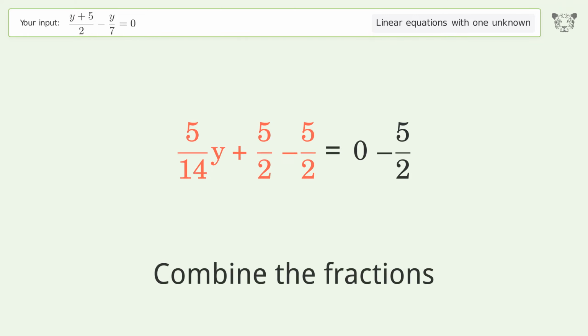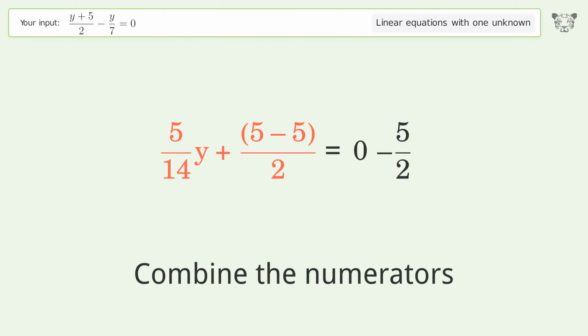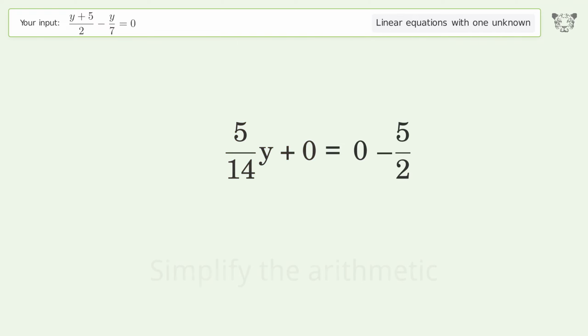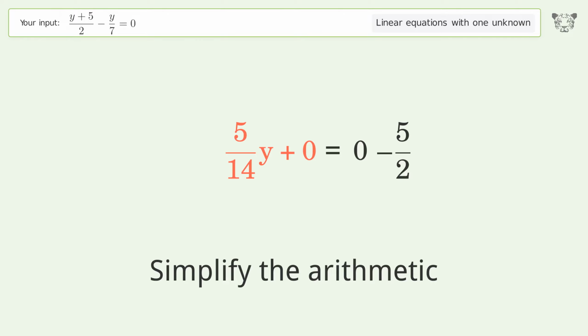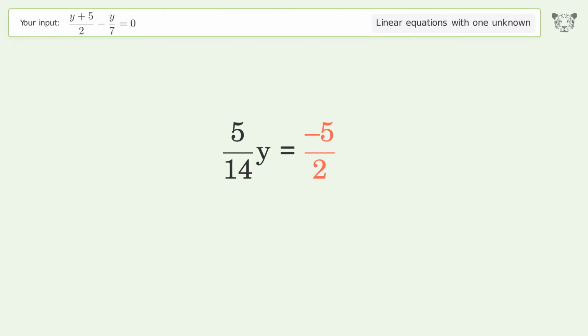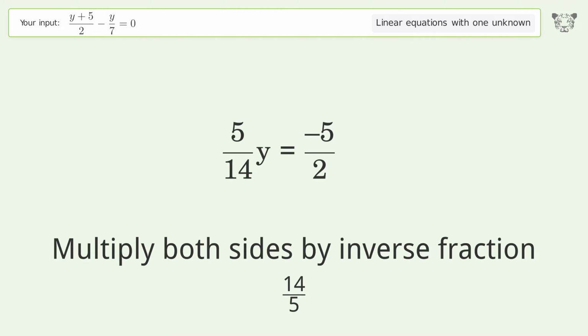Combine the fractions. Combine the numerators. Reduce the zero numerator. Simplify the arithmetic. Isolate the y. Multiply both sides by inverse fraction 14/5.